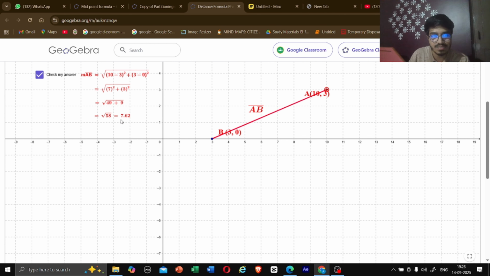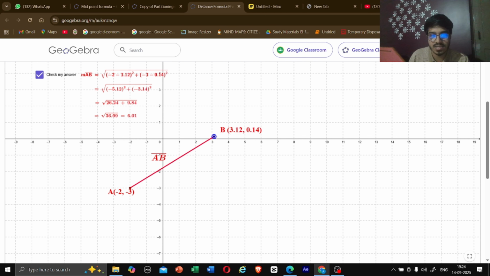So what is the distance, ma'am? 7.6, whole root of 58. You can solve these problems or you can use GeoGebra to find this out. You can give your own values for A to B. Now I have given A as minus 2, minus 3. See, this is the distance from A to B.